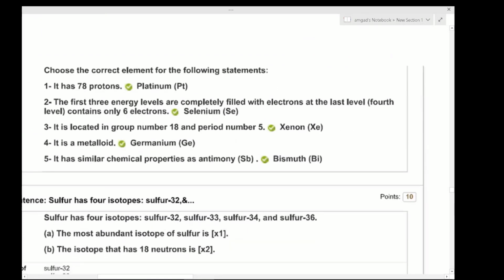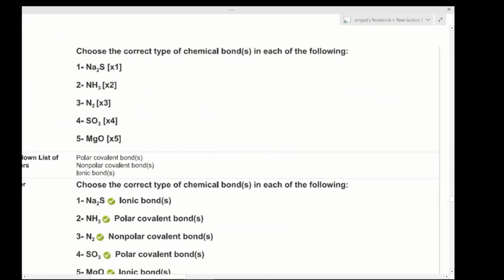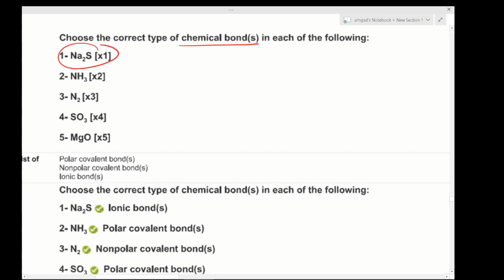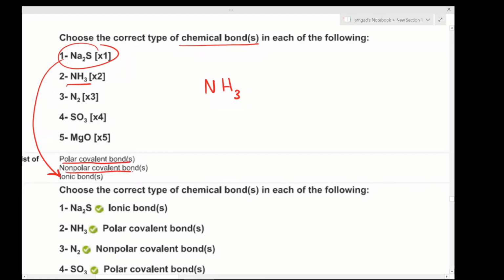Let's solve another question before we finish. Let's look at the compounds. Choose the correct type of chemical bond in each of the following. Na2S, sodium with sulfur. Ionic. It's an ionic compound. NH3. Covalent. Is it polar or non-polar bond? Because here I have polar covalent and non-polar covalent.